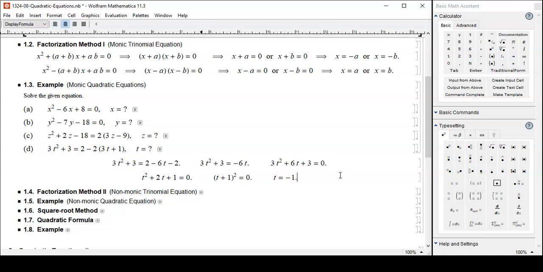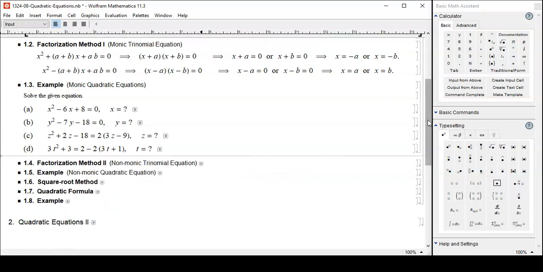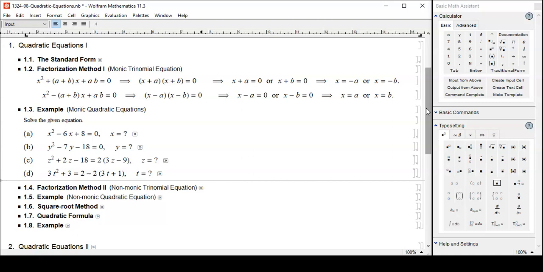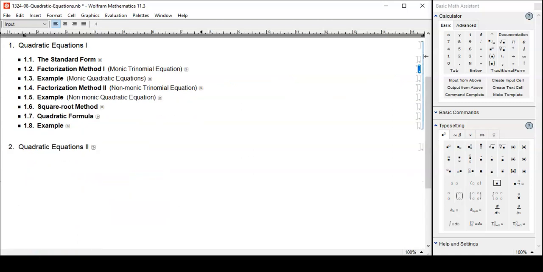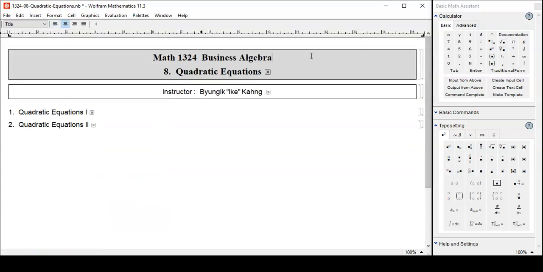All this is about quadratic equations with integer coefficients, where the leading coefficient is 1, so that the factorization is easy. We just went through the most elementary case. Let's come back and discuss more complicated expressions in separate videos.